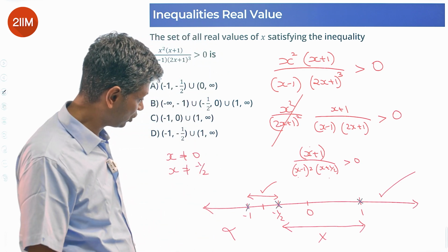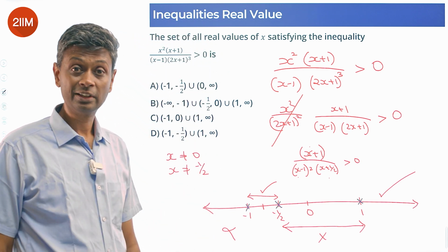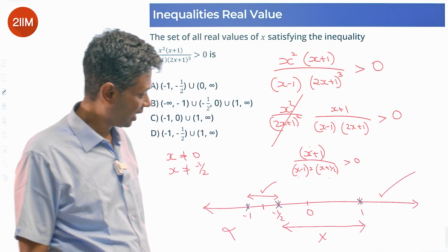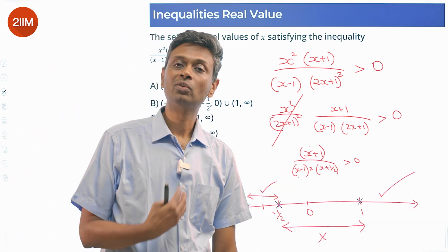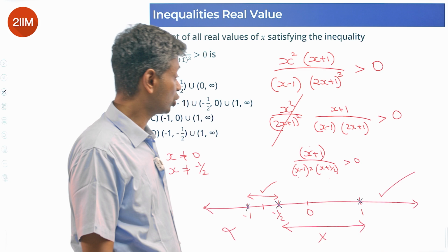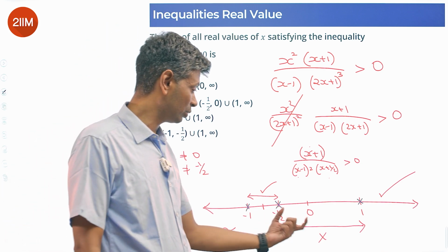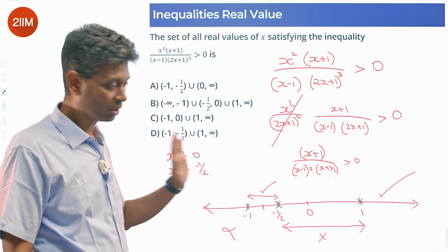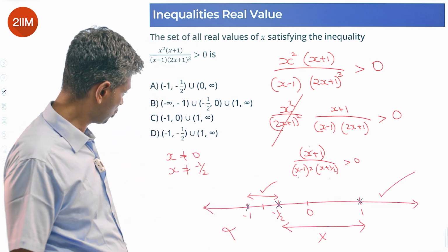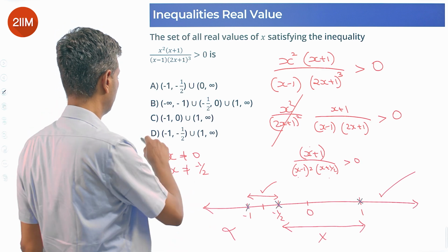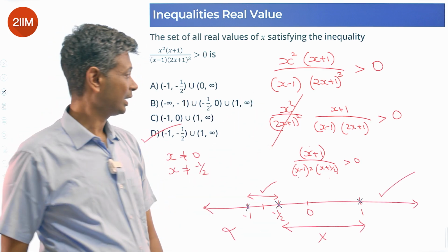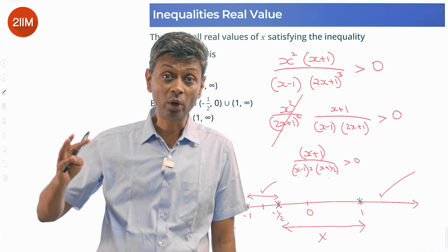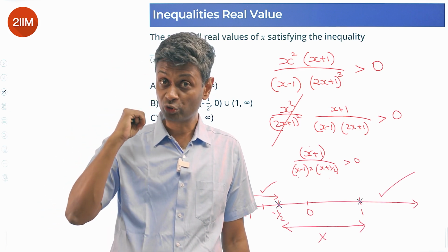So x has to lie between minus 1 and minus half, both not included, or greater than 1 to infinity. X should not be 0. Anyway, x equal to 0 is not part of our solution. We're safe, we're happy. X cannot be minus half, that's also not part of the solution. We're looking for minus 1 to minus half union 1 to infinity. This is our answer.